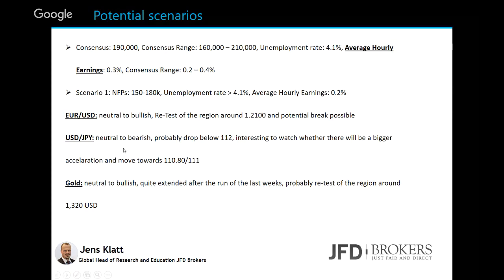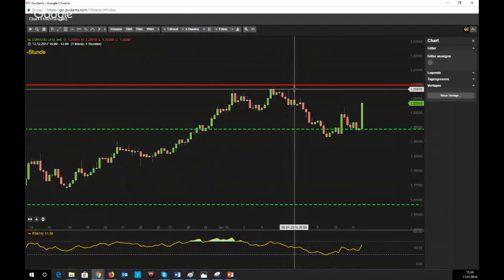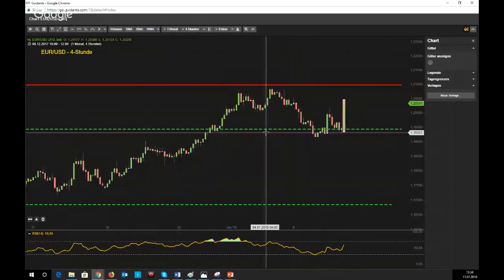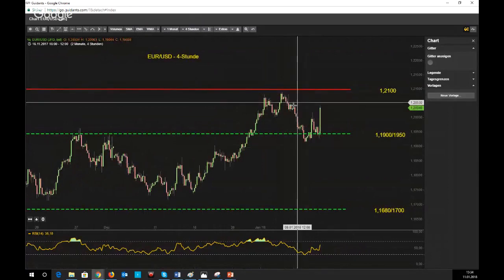So now let's have a look at what happened to Euro USD, but also to dollar yen and gold. It was very interesting to see that Euro USD reacted bullish. Here you can see the retest of the region 121 and potential break possible. Until here, the retest of the region 121 was a perfect analysis, to be honest. That was the 4-hour candle which pushed us as high as 120.84, and then we sold off from there. And why did this happen? Why did the break not happen here?